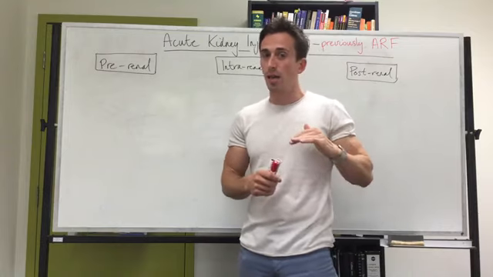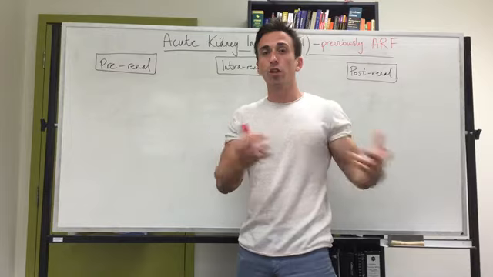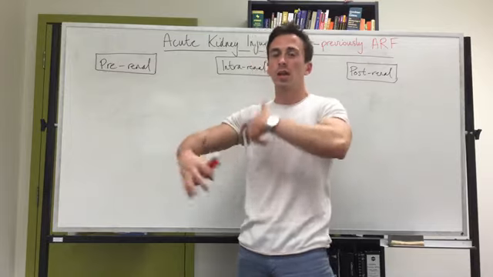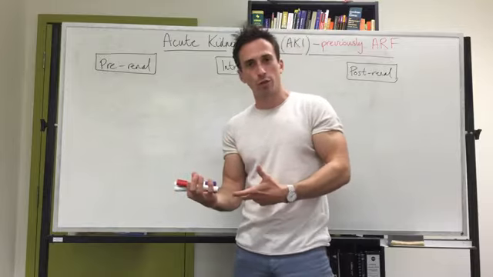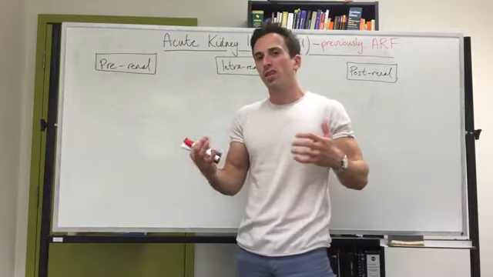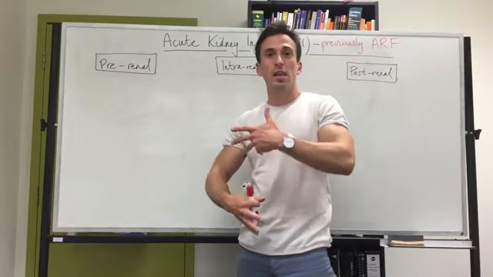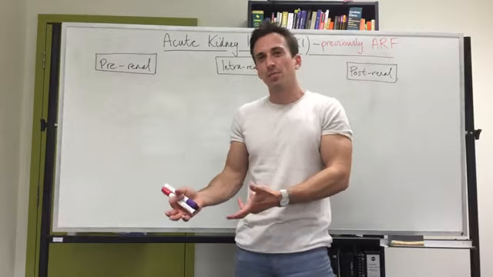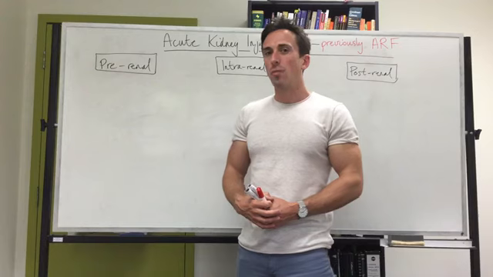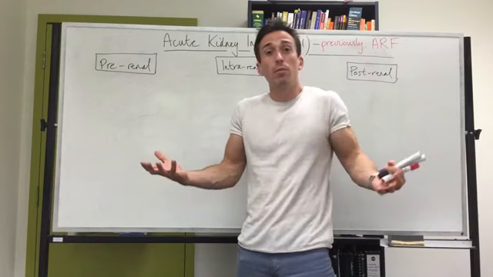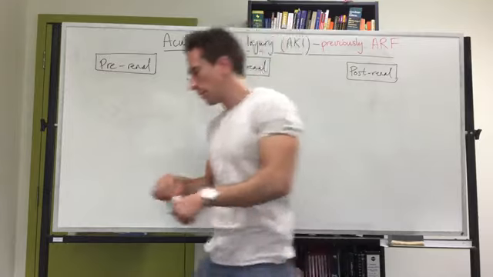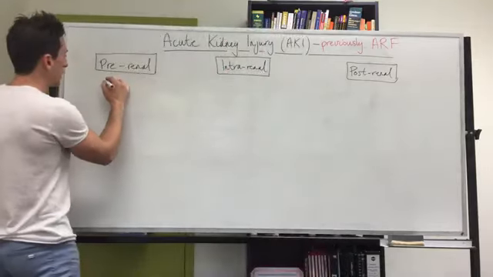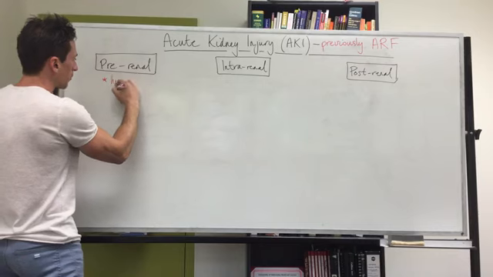So hypo meaning under, perfusion is the blood that goes to tissues that can actually effectively participate in gas exchange and so forth. So hypoperfusion is not enough blood going to the kidneys in order for the kidneys to do its thing. Okay? Now, this hypoperfusion, how can this happen? What could cause hypoperfusion of the kidneys? All right. First thing that you need to be aware of is hypovolemia.